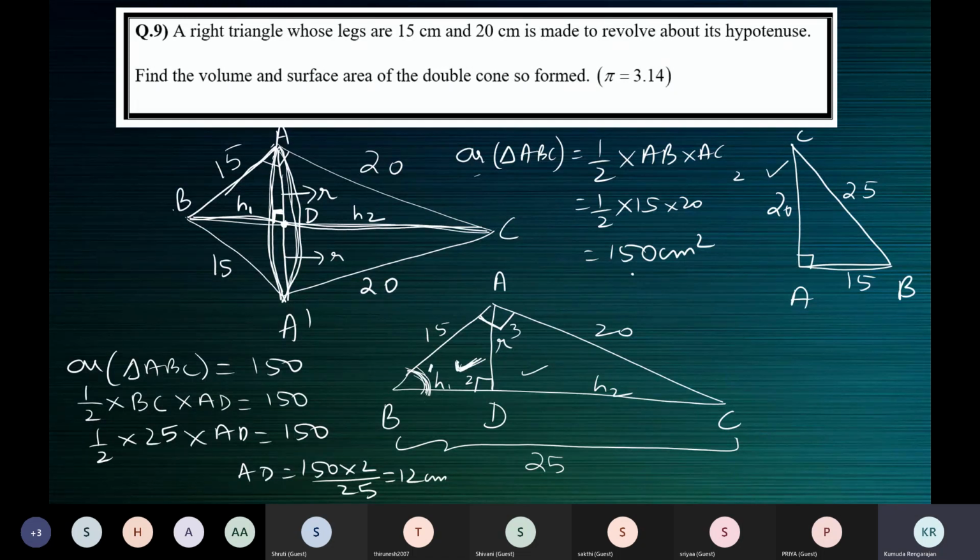Is it clear, children? Yes, ma'am. The rest of the answer is like what we did earlier. Volume and surface area, same steps. We found the radius. AD is the radius, 12 centimeters we found. You don't have to find H1 and H2. Okay, over to the next question.